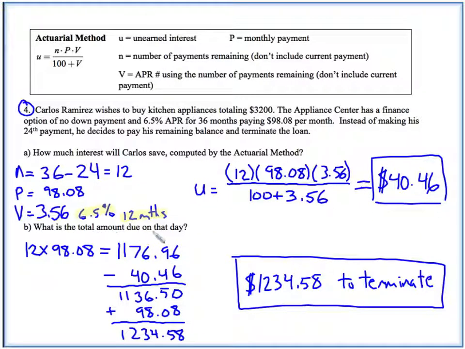Then to find the total amount due on that day, you find the number of remaining payments, 12 times 98.08. And then you subtract your unearned interest, and then you add on your last payment, and here's your total, $1,234.58 to terminate your loan. So that is how to deal with paying off an installment loan early using the actuarial method.